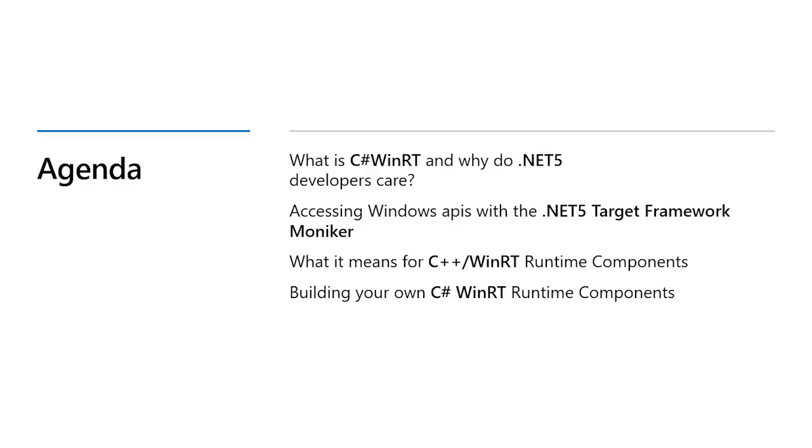Okay, so for our agenda today, I want to go over what is CSWinRT and what it means to .NET 5 developers. I'll also show you how to access Windows APIs, which is now done differently through .NET 5 via the target framework monikers. And next, I'll show you a couple of demos on what it means for C++ runtime component developers and what changes they'll need to make to support their .NET 5 customers. And lastly, we have some new support in our CSWinRT tooling, which will allow C# customers to build runtime components that can be hosted in non-.NET environments, such as C++ or Rust or even Python.